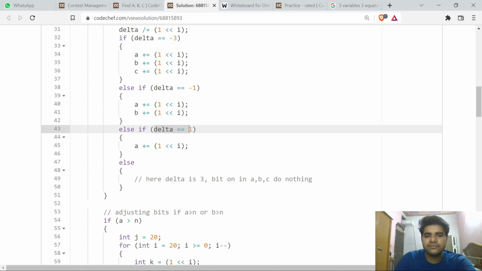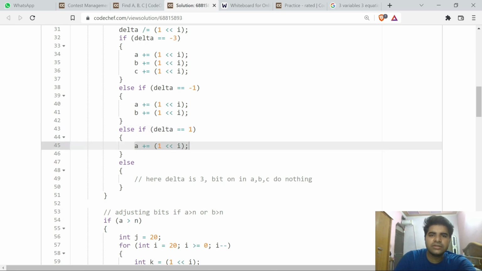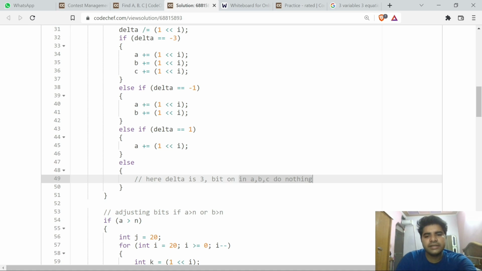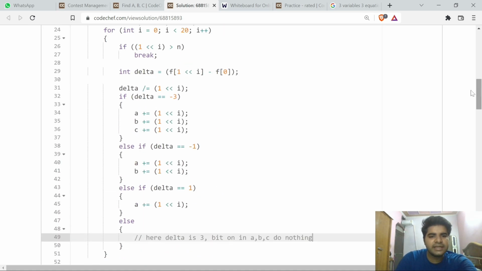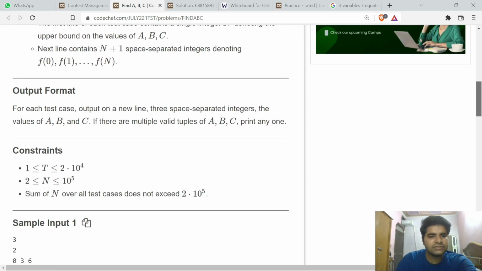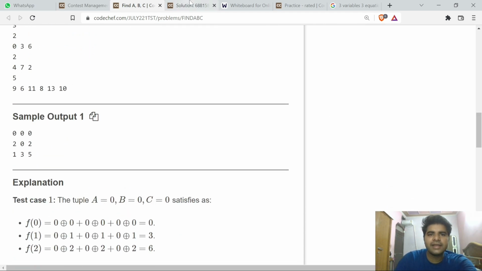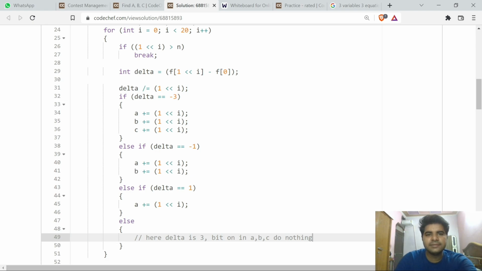Delta 1 means this can come out only if one is minus 1 and the others are plus 1 and minus 1. So delta 1 means you have to turn this bit on in any one of them. By default I will turn it on in A. Here, for 3, you can just avoid this else. I have just written it so that you know delta may be 3. That means that all of the bits are already turned on, so you don't have to do anything here. So here I got my A, B, C, and you will see that it will satisfy all of these equations. So why can't I just print A, B, C here? I can just print A, B, C and it will satisfy.